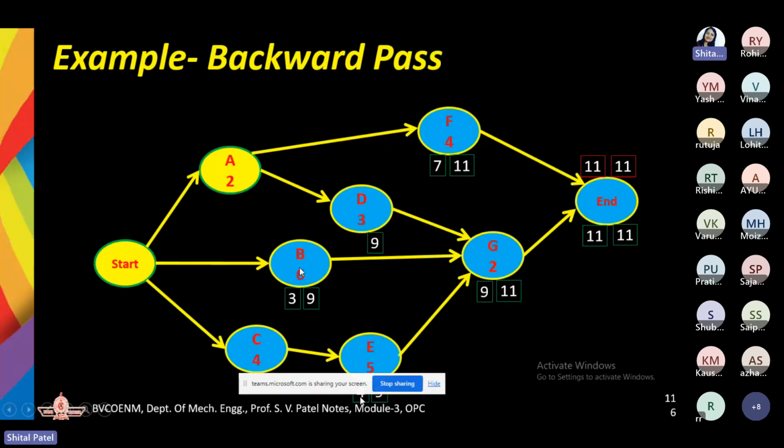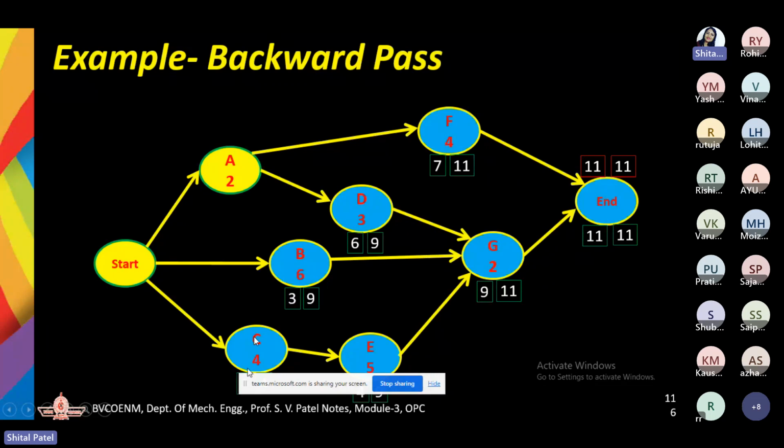For B, it is 9 minus 6, 3. Then for D, 9 minus 3, again it is going to be 6. Now, the decision point, that is for the, when we reach A.